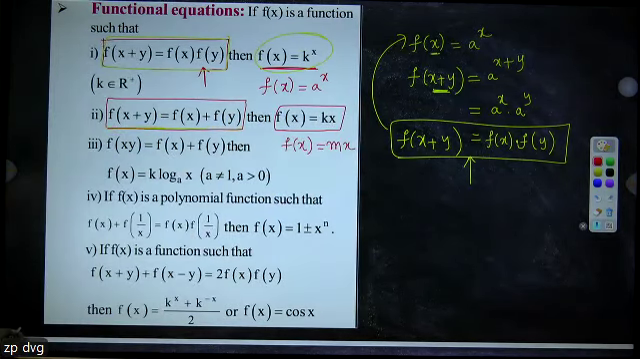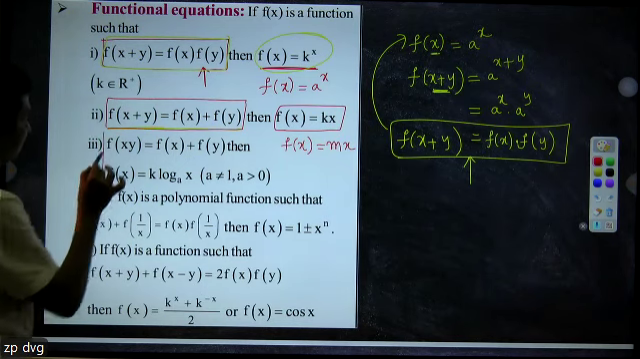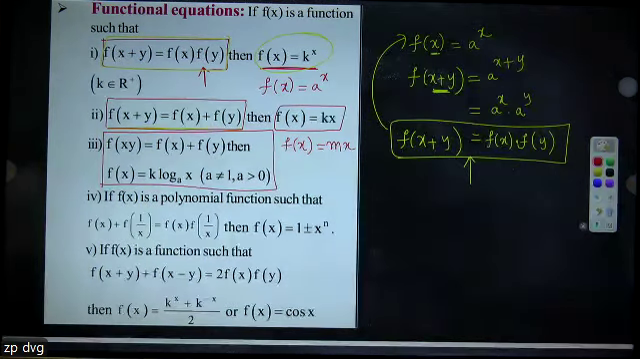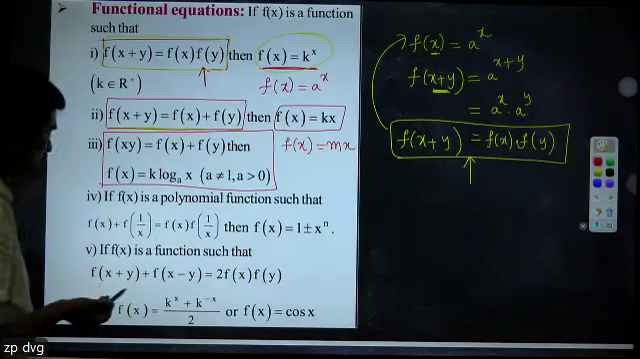Okay. Now, the next one, the third one: f(x+y) = f(x) + f(y)... then what is the function? The function is k log x base a, right? You need to know all these things.